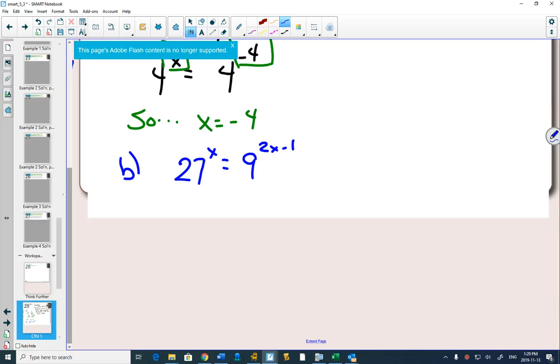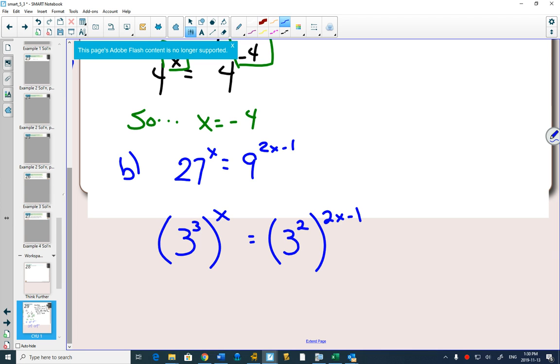So step 1, we want to write both sides of the equation with the same base. Do 27 and 9 ever appear in the same column? Yes. They're in the powers of 3. So I could rewrite 27 as 3 cubed, but I would still have an x here on the left-hand side. Does that make sense? And then on the right side, I could replace 9 with 3 squared, but I would still have 2x minus 1 there.